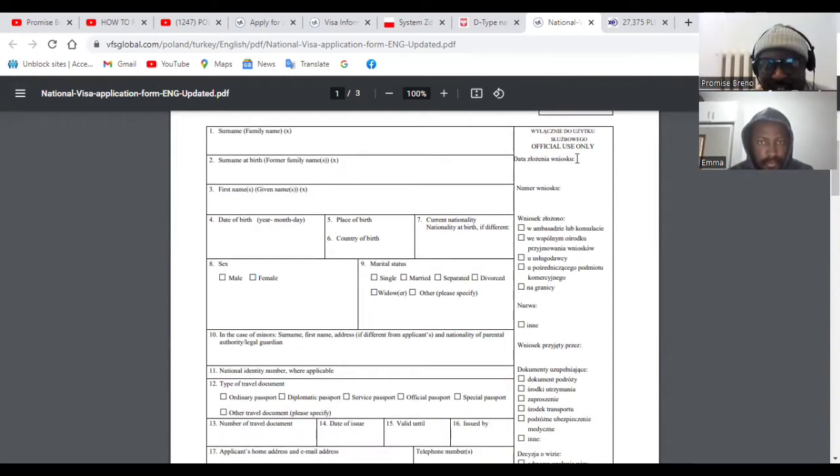Please remember, don't write here because this is only for official use. Don't write on this place, on this column. Don't write on this column.